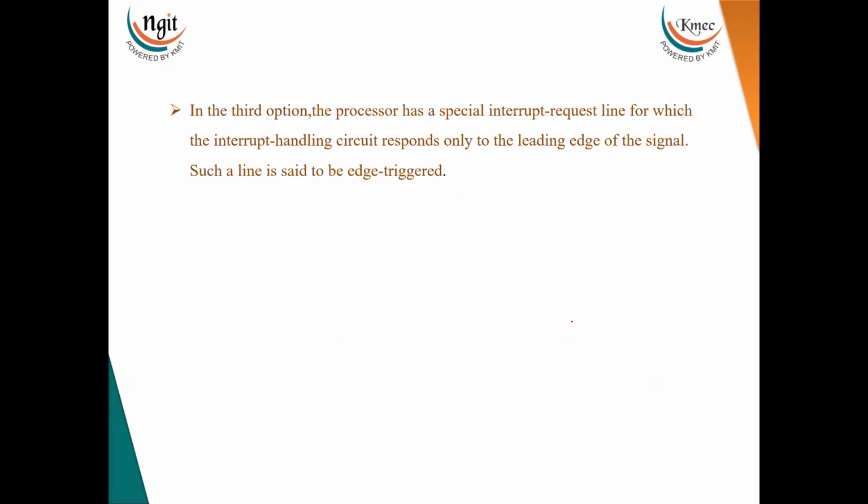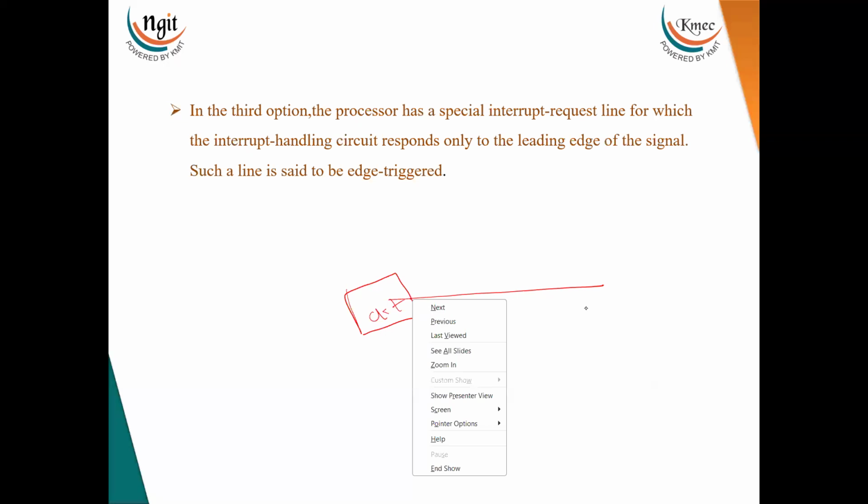And the third one is here. Already we have seen it in the hardware circuit. We have one interrupt request line. Now this line is handled by the interrupt handling circuit. This circuit will be triggered or enabled by edge triggers only. This circuit will be activated by the edge trigger.